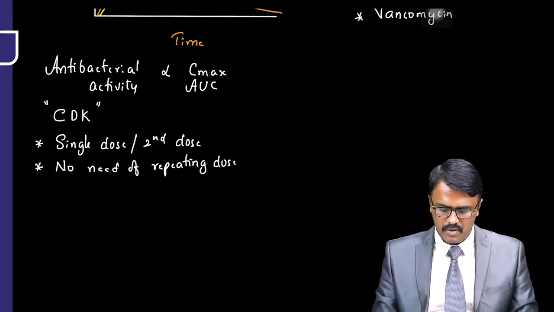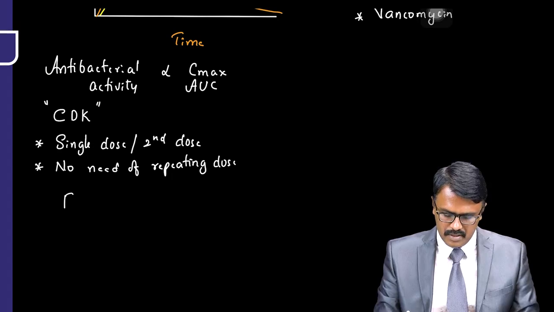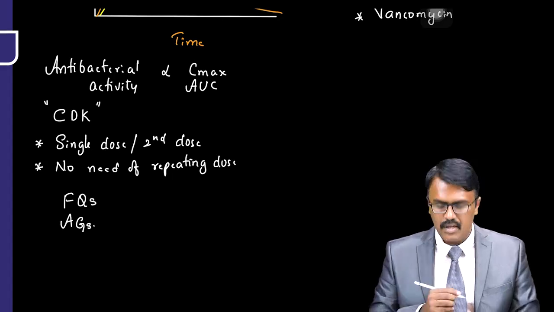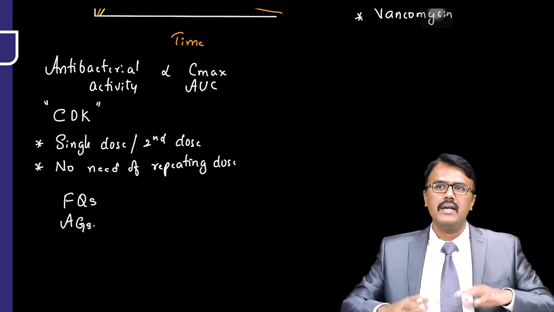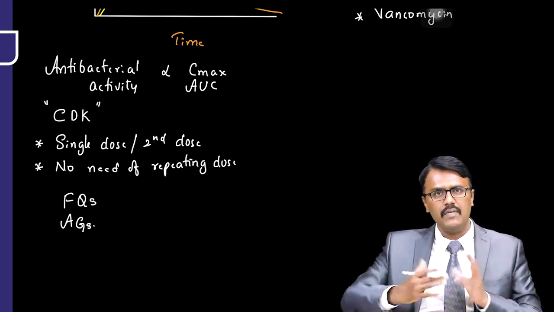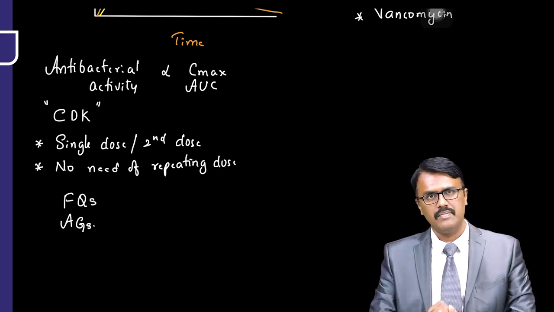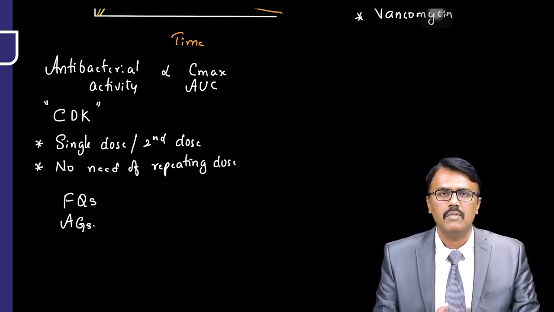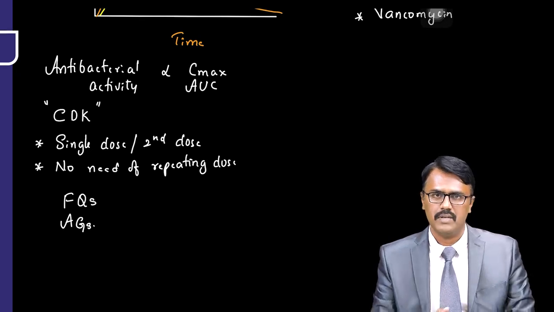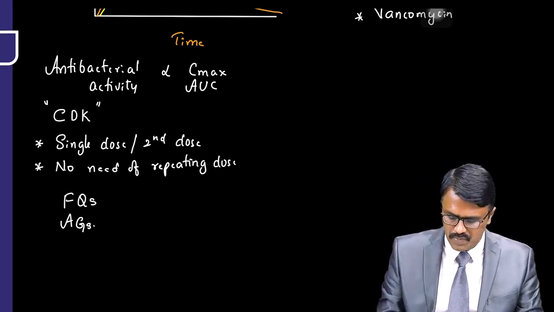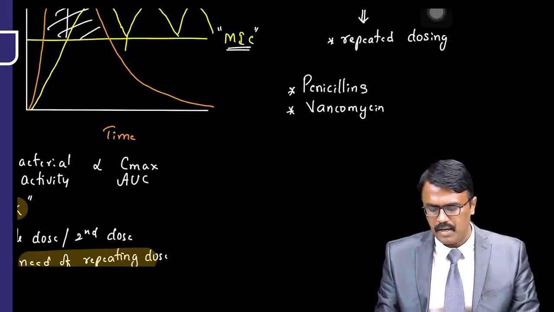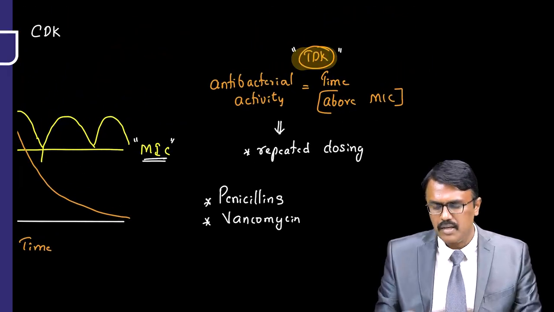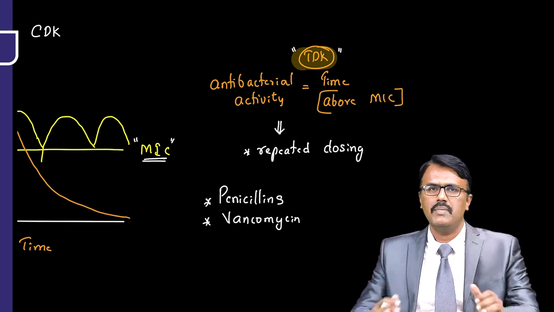But the drugs which follow concentration dependent killing, examples are fluoroquinolones and aminoglycosides. Once you give them at high dose, they paralyze the protein synthesis process and the DNA synthesis process. To recover from that takes so much time. So one high concentration will produce the effect for a very long period. That's the reason you need not repeat the dose here. So that is the meaning of concentration dependent killing and time dependent killing, in brief.